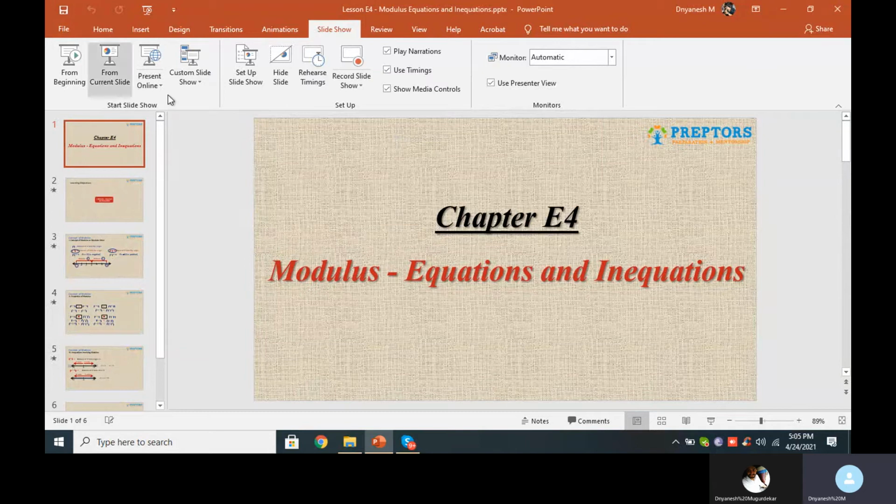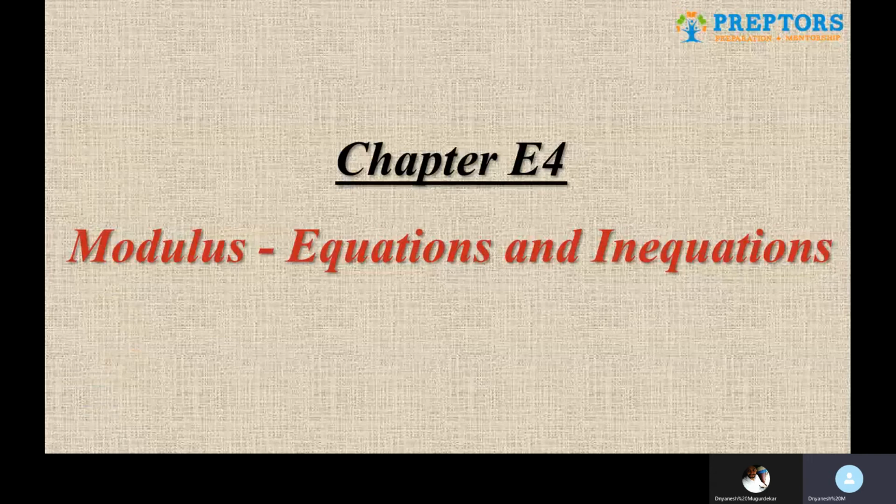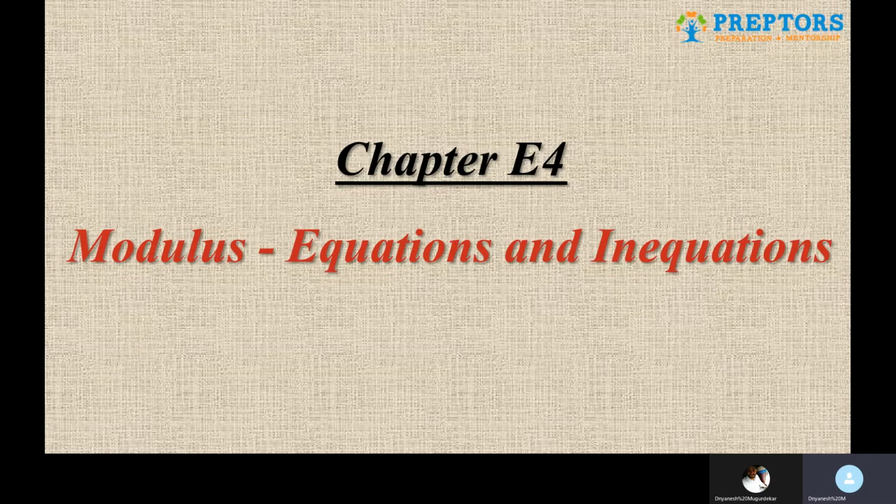Hi everyone. So this is the last topic from the E module, which is modulus equations and inequations. In this part, modulus, or the absolute value function, or the mod sign, will have more importance: what it is, how we interpret those signs, and how we simplify the expression. That is the critical part that we are going to see. And the second part is how inequation comes into play along with the mod sign expressions.